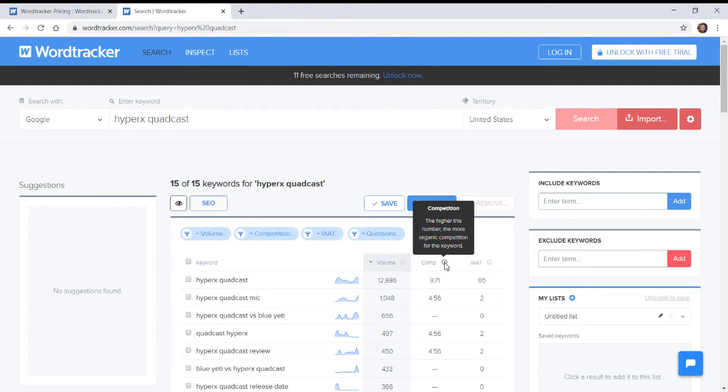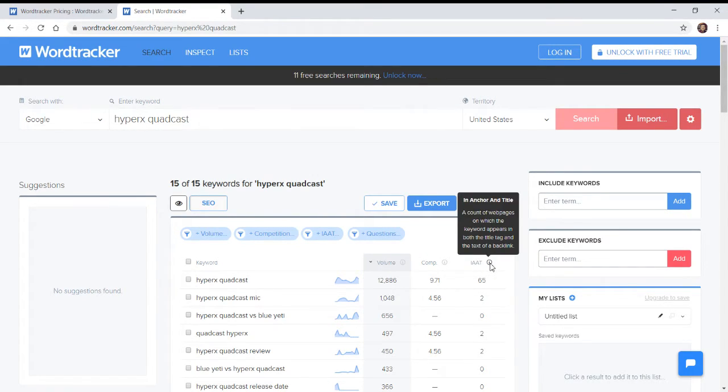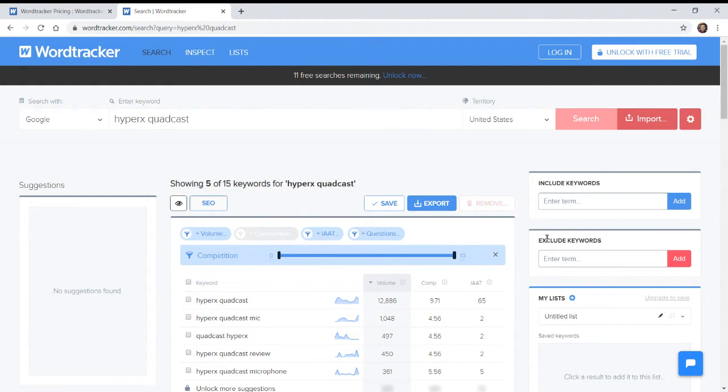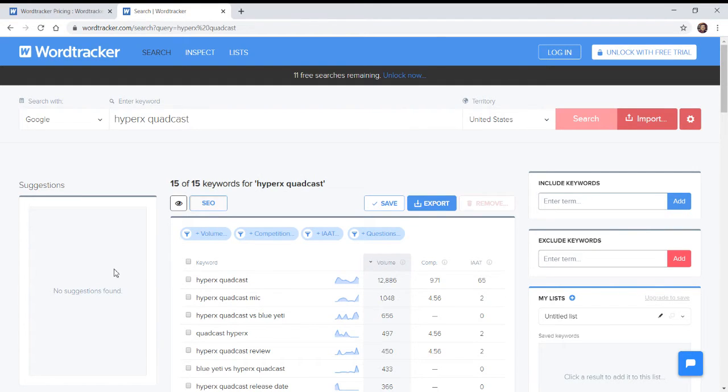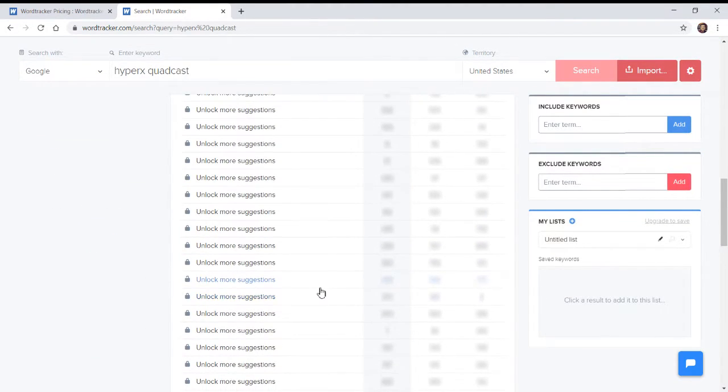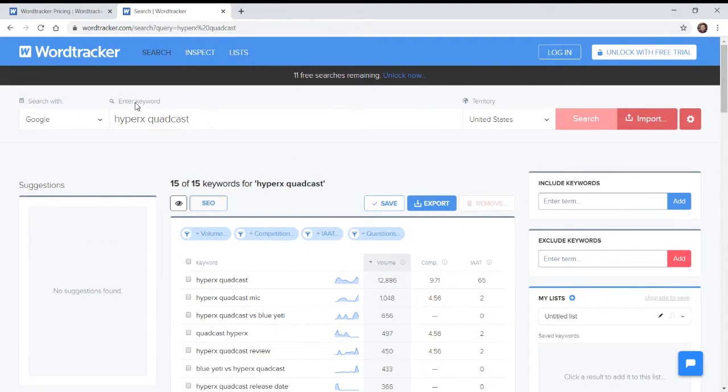Competition, higher this number, the more organic competition for the keyword. It says 9.71. I'm guessing this is out of 10. So correct me in the comments if I'm wrong, but I think this is out of 10. So it's saying very competitive. In anchor and title, a count of web pages on which the keyword appears in both the title and the text of a backlink. This is unique. I haven't seen this in very many platforms. Honestly, this doesn't show us all that much in terms of the site's ranking on the SERPs for this. So we'll just have to do a little work ourselves on that.